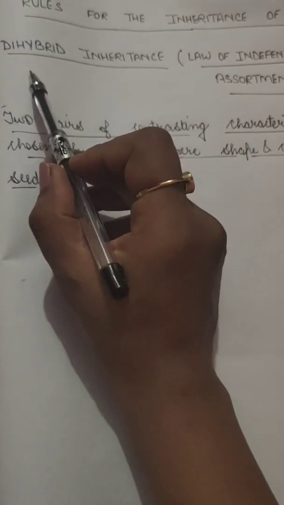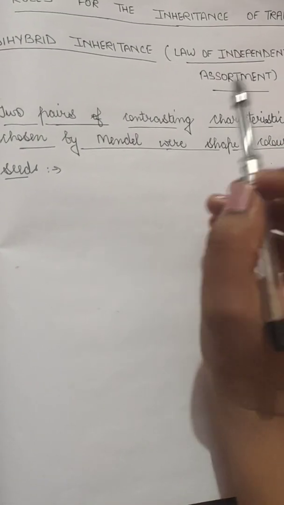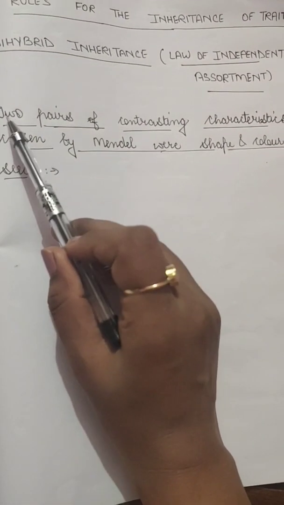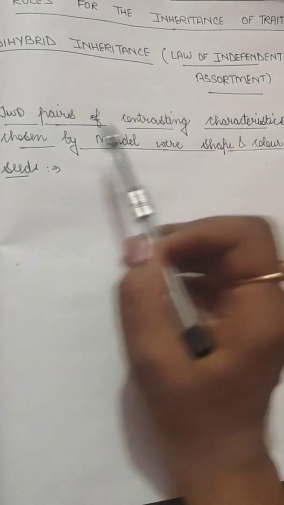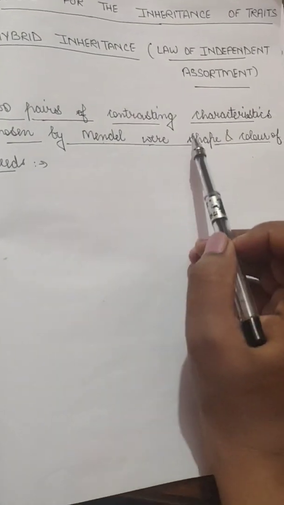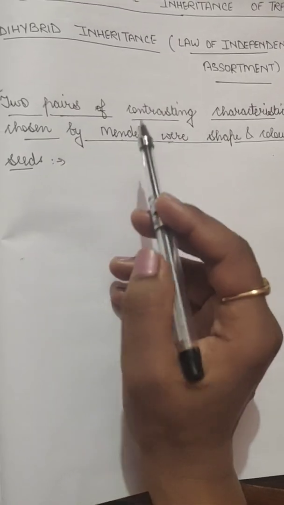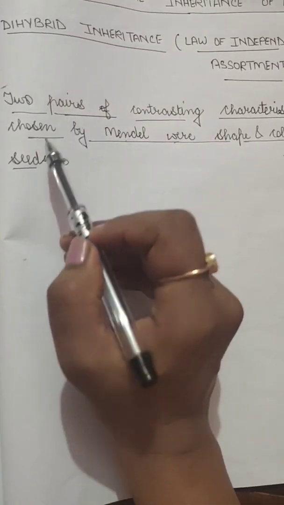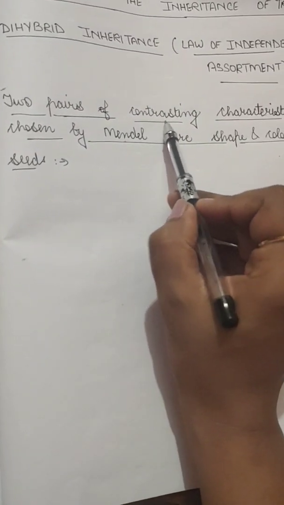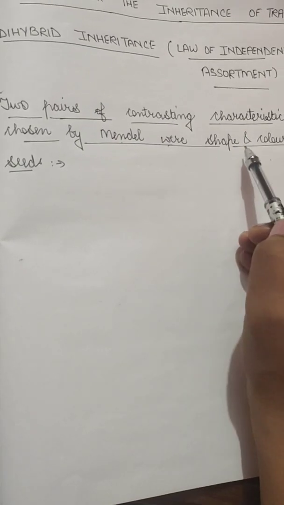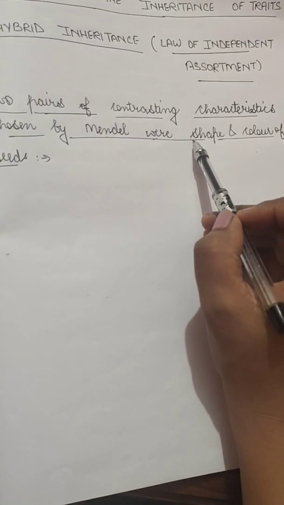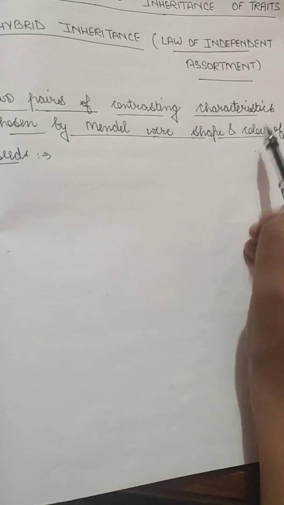But in dihybrid inheritance, which is also called the law of independent assortment, two pairs of contrasting characteristics were chosen by Mendel, and they were shape and color of the seeds. When we say two pairs, that means we will have two different shapes and two different colors. So there are two pairs.